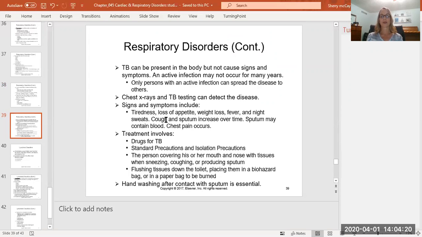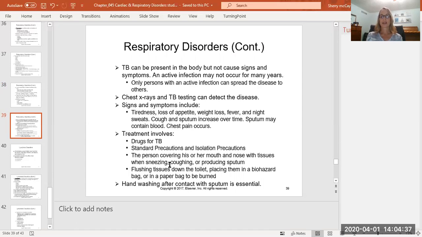Signs and symptoms include tiredness, loss of appetite, weight loss, fever, and night sweats. Coughing and sputum increase over time. Sputum may contain blood, and chest pain can occur. Treatment involves drugs for TB, standard precautions and isolation precautions.